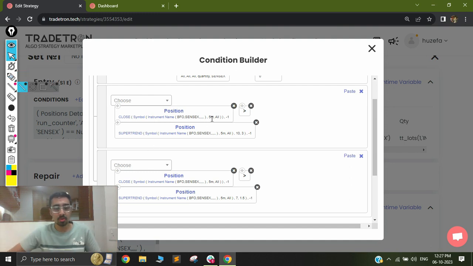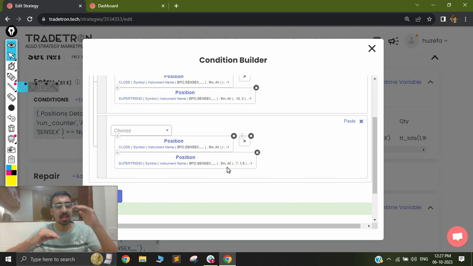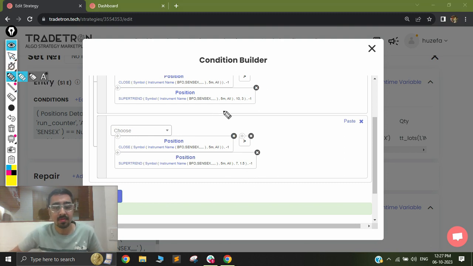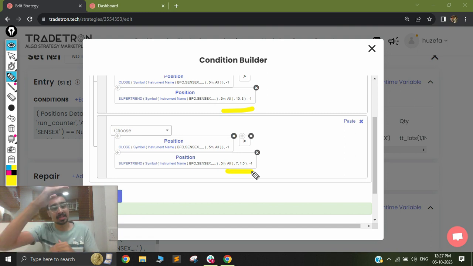So I have one condition checking if close is more than super trend 10.3, and the second condition is checking if close is more than super trend 7 1.5. So if all of these three conditions are met at the same time, in that case I will be taking a trade in my strategy. So now let's see what trade I will take when these conditions are met.